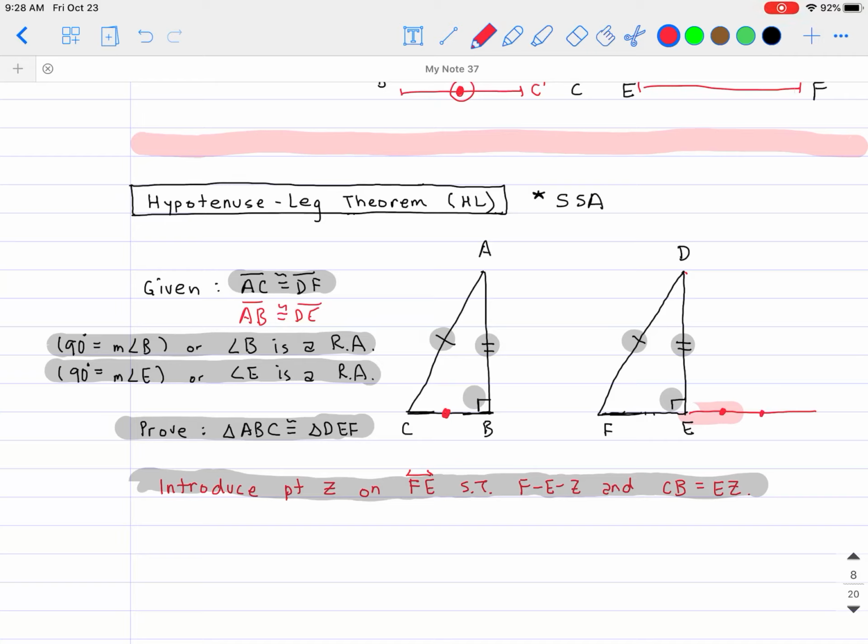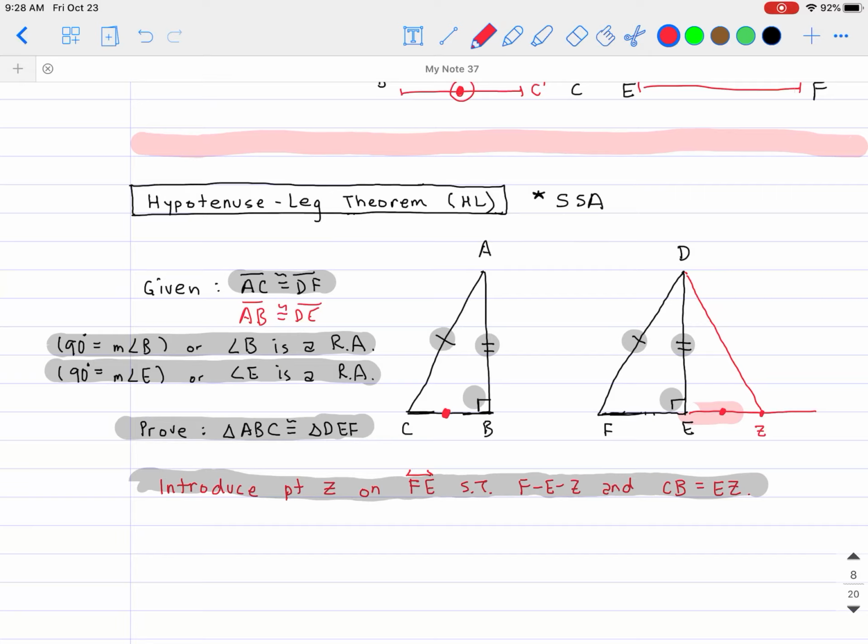And I'm going to extend it to a length so that it is congruent to CB, which is located right here. Okay, so I'm going to take these two lengths and make them congruent to each other by introducing that point, which we're going to call Z. Okay, and if we want, we can go ahead and create DE, which I definitely think we should.